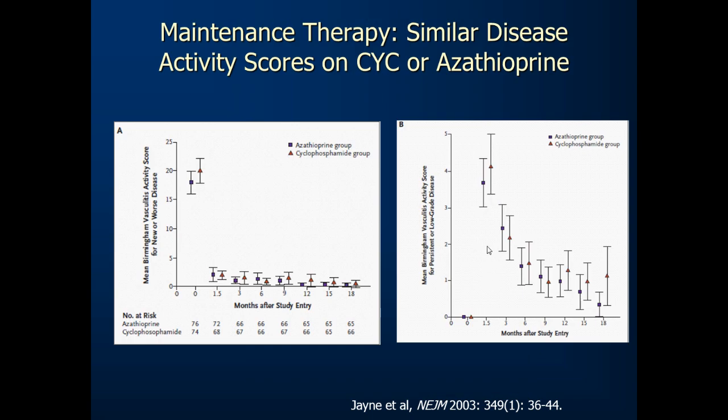And then this is another way of looking at it with the vasculitis activity scores. So all of these patients were induced with cyclophosphamide, so we would expect that the scores drop the same amount. But as they stayed similar throughout the study, again, it shows that the azathioprine is as effective as cyclophosphamide in maintaining remission. And then for patients with persistent disease, again, the scores were pretty similar in terms of that activity score.